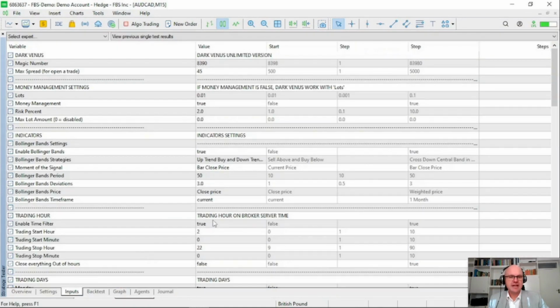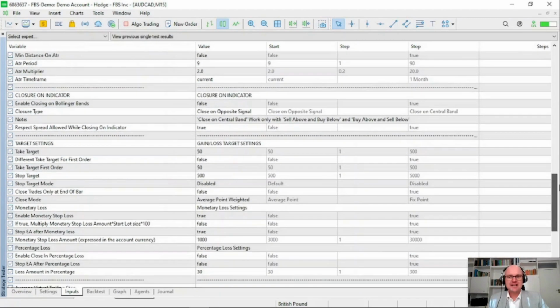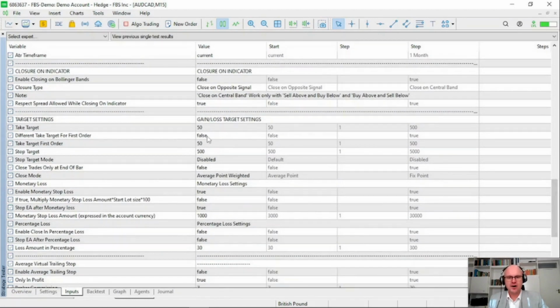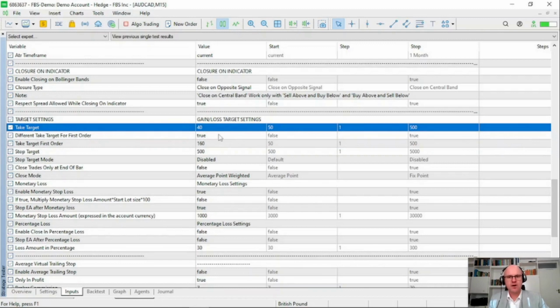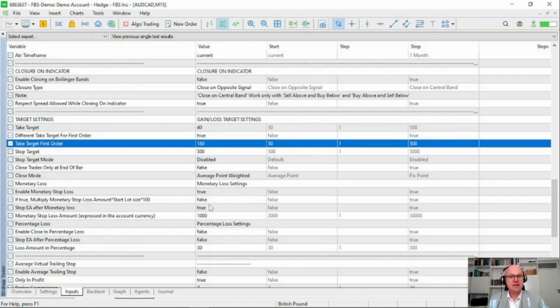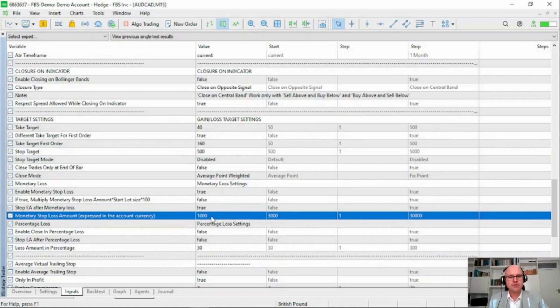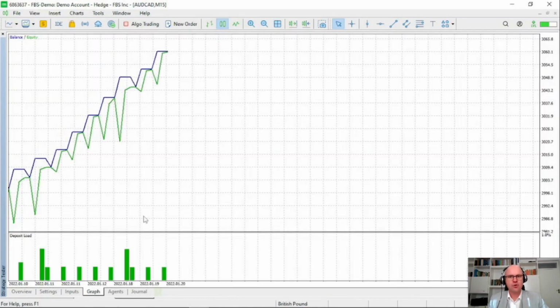Now, what I do believe is we can increase our profits further by adjusting the take target and first take target for order. By doing this, our grid and our first order will have different take target settings. So for the grid, I'm going to decrease it from 50 to 40. And for the first order, I'm going to increase it from 50 to 160. This means our first order in the grid will have a take profit of 16 pips. However, if it does go into the negative where a second order is open, the take profit will be decreased to only 40 points or 4 pips.